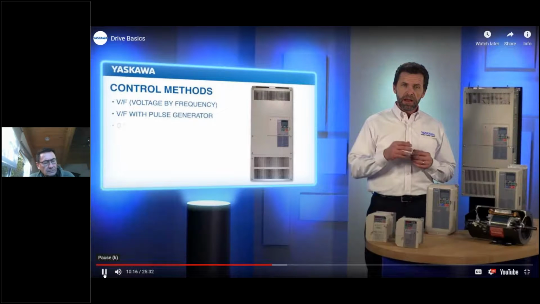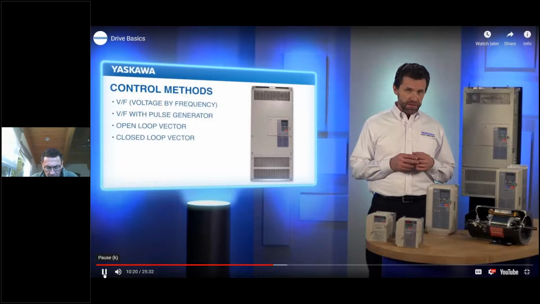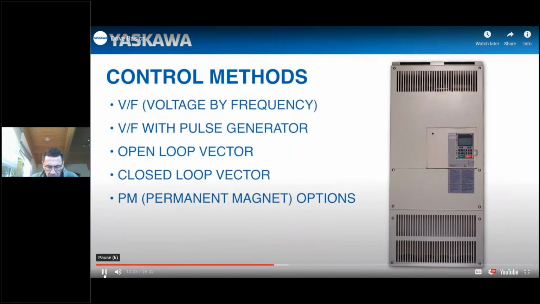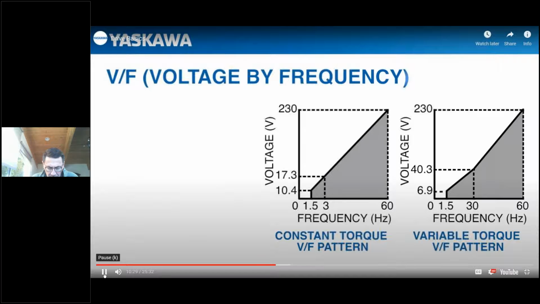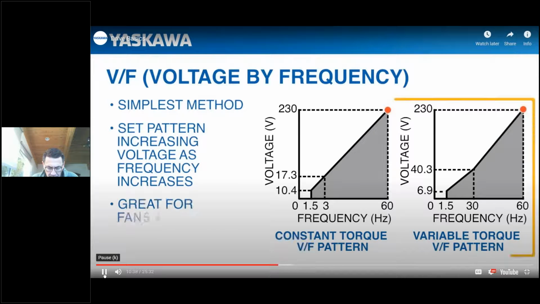Depending on your applications and needs, you will want to choose the control method that best fits your requirements. As we move through each of these methods, control becomes better and better. VF, or voltage by frequency control, is the simplest method. This follows a set pattern, increasing voltage as frequency increases. It's great for fans and pumps. It's also very good for applications that do not need tight speed regulation of the motor.